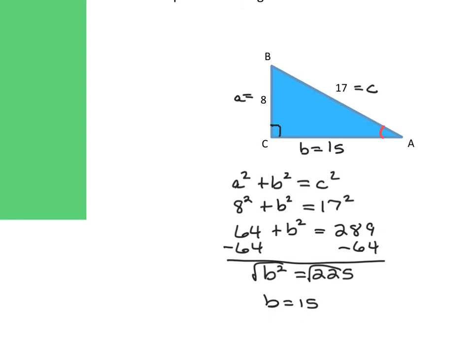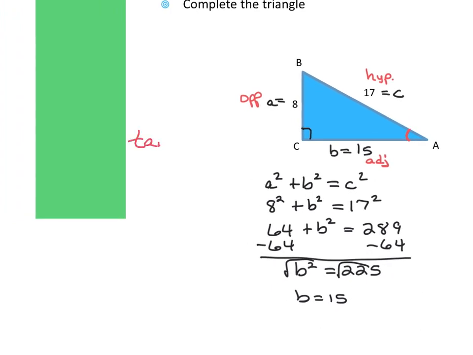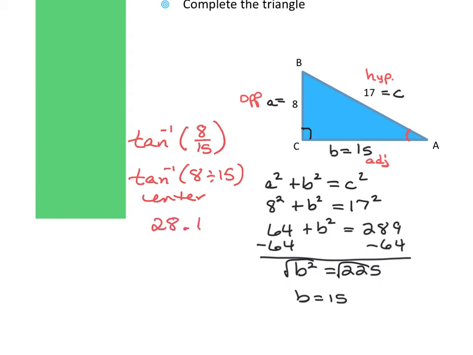I'm going to label my sides in relation to angle A. Opposite is the 8. Adjacent is the 15. The 17 is the hypotenuse. Let's go ahead and put it into the trig ratio. To find angle A, inverse tangent, tangent -1, and then I'm going to do opposite over adjacent. If your calculator doesn't enter it as a fraction, you're doing tangent -1, 8 divided by 15. You're going to hit enter. We're going to round it to the tenths place, so this is going to be 28.1. And this is the measure of angle A.